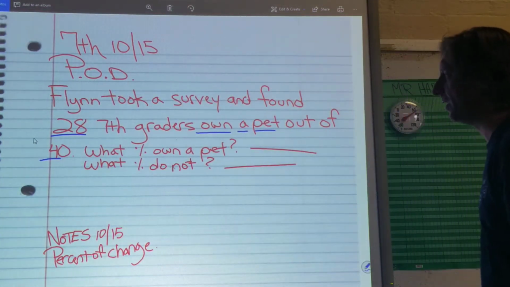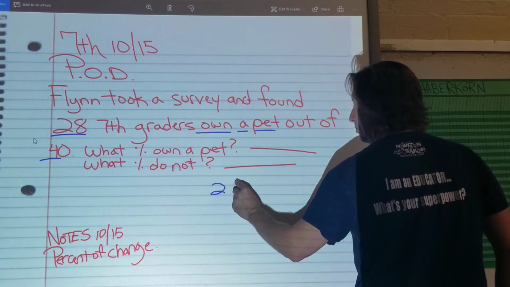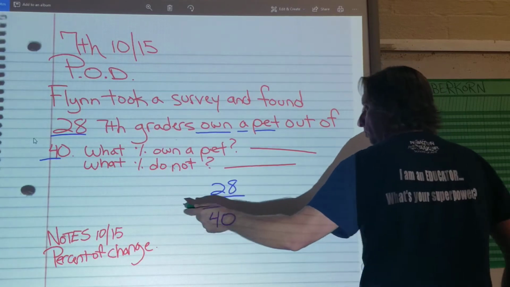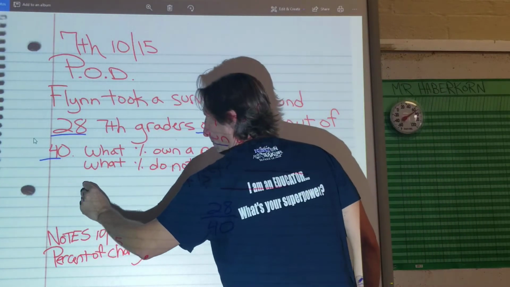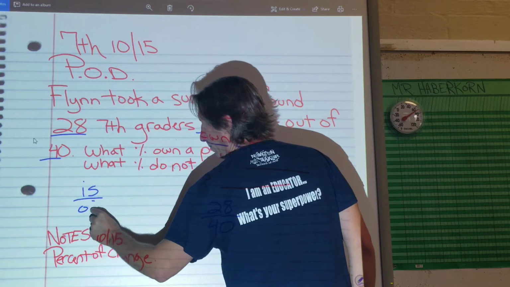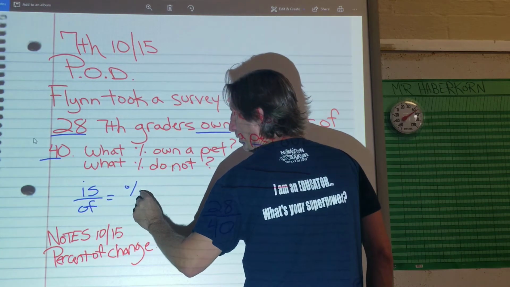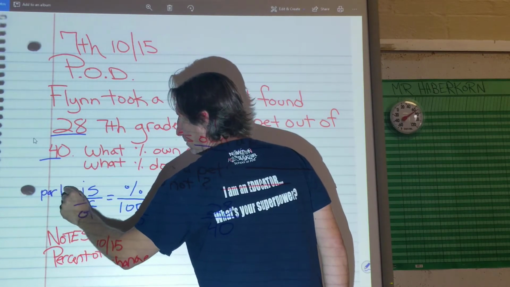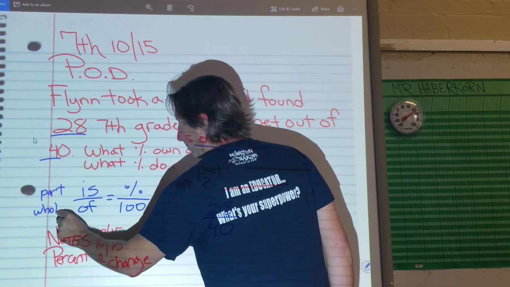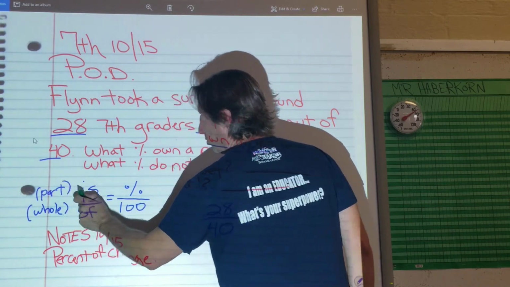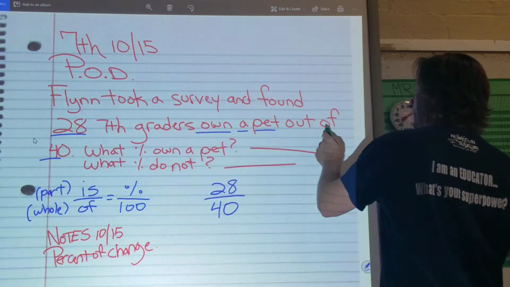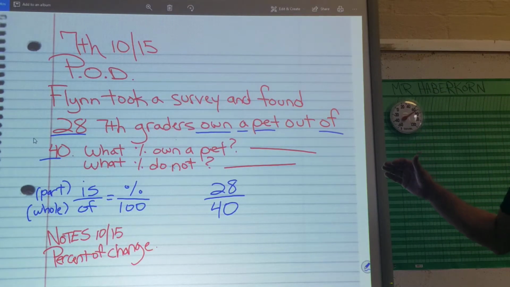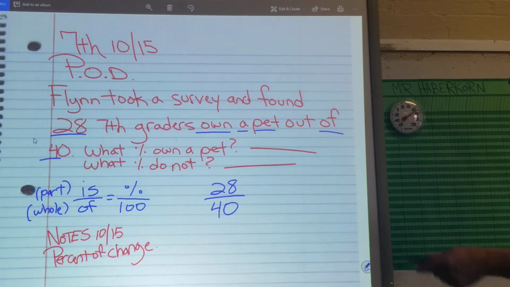Well, there's our first fraction, right? 28 out of 40. This is the part, this is the whole. So remember we said is over of, 1% over 100. Well, this is also the part, and this is the whole amount. So it says, right here it says of 40, right? So that goes in the bottom. That's the whole class, right? The 40. Then the 28 is part of the class that own a pet.